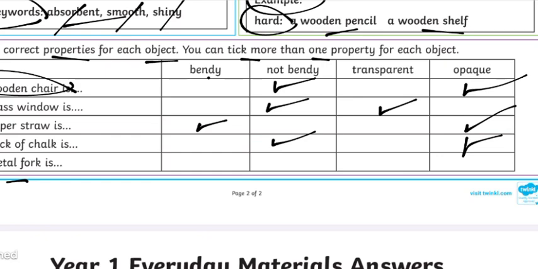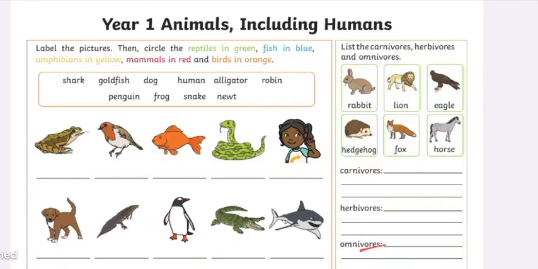A metal fork, bendy or not bendy? You can say bendy, but by itself it's not bendy because it's hard. But after using force, yes it can be bendy. But by itself we say not bendy. Transparent or opaque? Opaque. Thank you. This is the end of this exam. Okay, this is exam number 4.